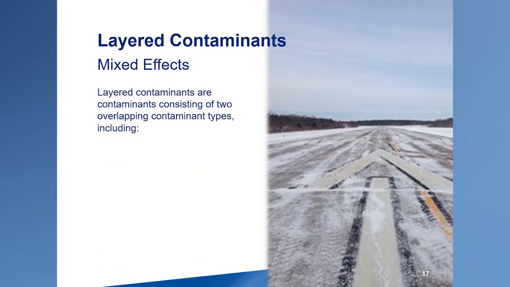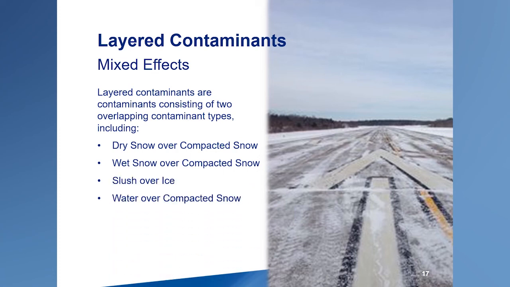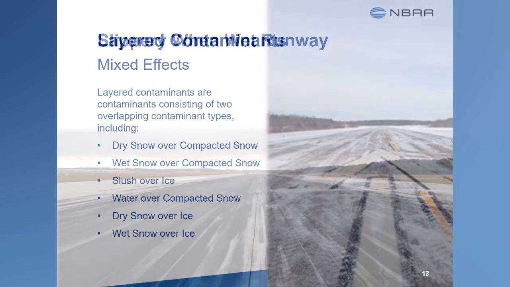You might find different types of contaminants known to have an effect on your aircraft's stopping performance layered on top of each other. For instance, you might encounter dry snow over compacted snow, wet snow over compacted snow, slush over ice, water over compacted snow, dry snow over ice, or wet snow over ice. When this happens, the runway can be much more slippery, and the runway condition codes are adjusted downward to reflect the degraded stopping performance for your aircraft.